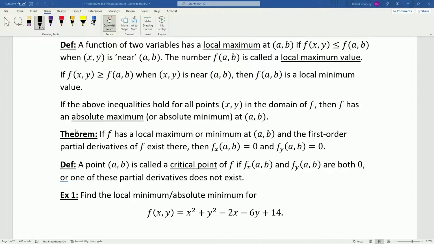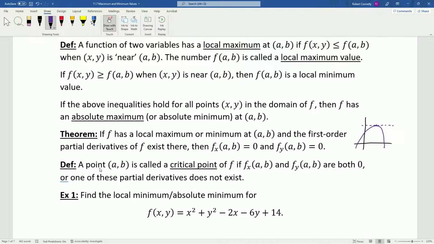So this is very similar to your theorem in 2D that says, hey, if you've got a peak, then the slope at that peak is 0. But here, we're working in 3 dimensions, so we're checking both the partial derivative with respect to x and with respect to y. But let's just pay close attention to the order of this theorem. This theorem says if f has a local maximum or minimum, then its partial derivatives are 0. But not the other way around. You might have that the partial derivatives are 0, and there might not be a local maximum or minimum, so just keep that in mind.